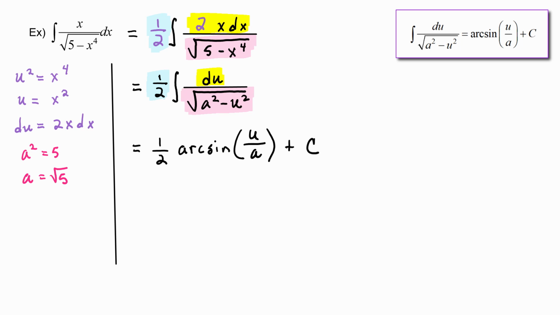So now we just have to substitute back to the original variables, and we get that it equals 1/2 arcsine of the quantity x squared over radical 5 plus c. And we don't need to rationalize this. We're going to leave our answer in this form.